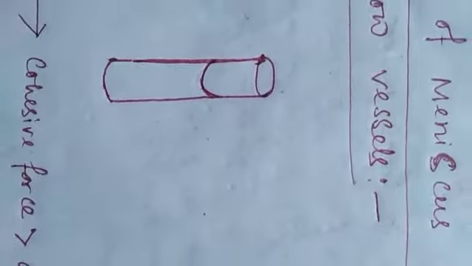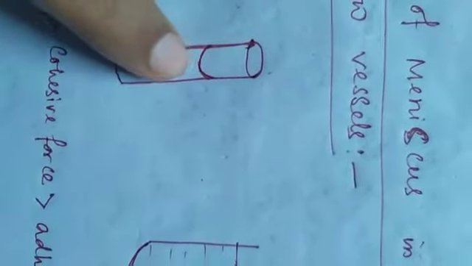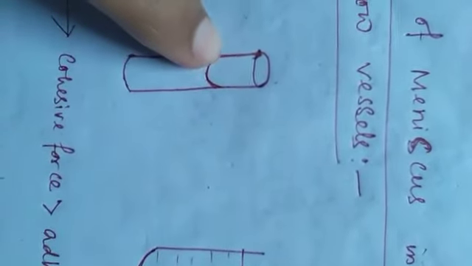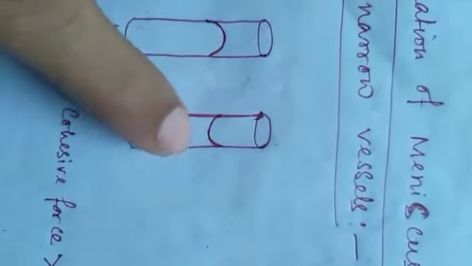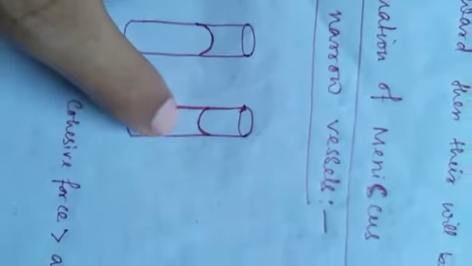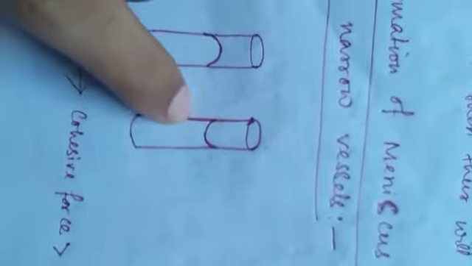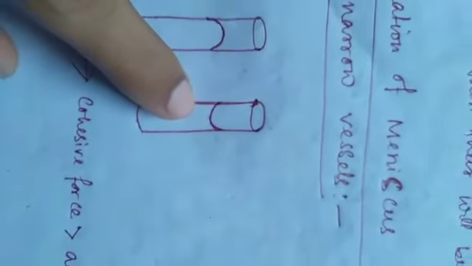But if we place water in a test tube, then a concave meniscus will be formed. Why? In this case, the attraction between two water molecules is much less than the attraction between the water molecules and the glass particles. That means in this case the adhesive force is very much greater than the cohesive force.